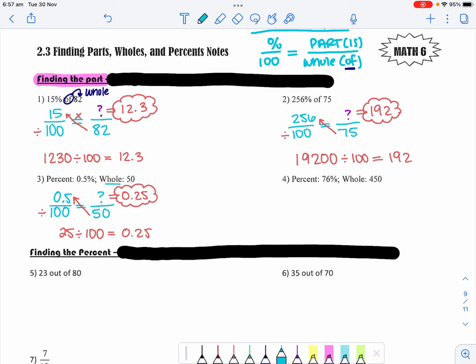Number 4, I've got 76 over 100. And then my whole is 450. So my question mark is here. So 450 times 76 is going to be 34,200. And then I'm going to divide by what's left over. So divided by 100 is going to be 342.